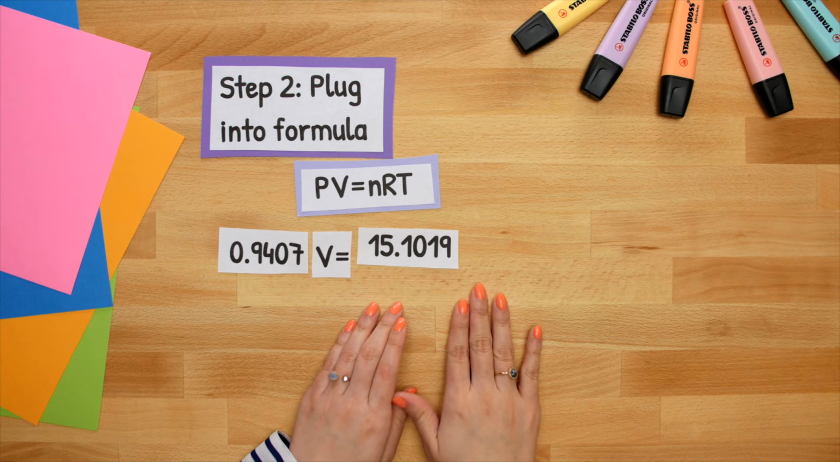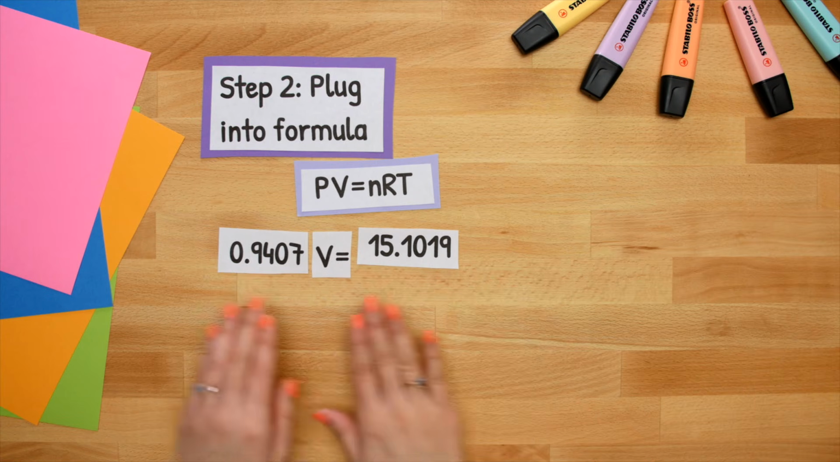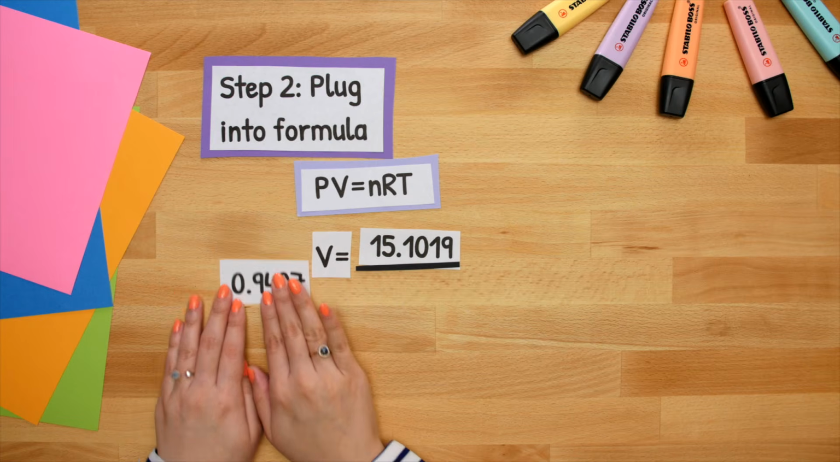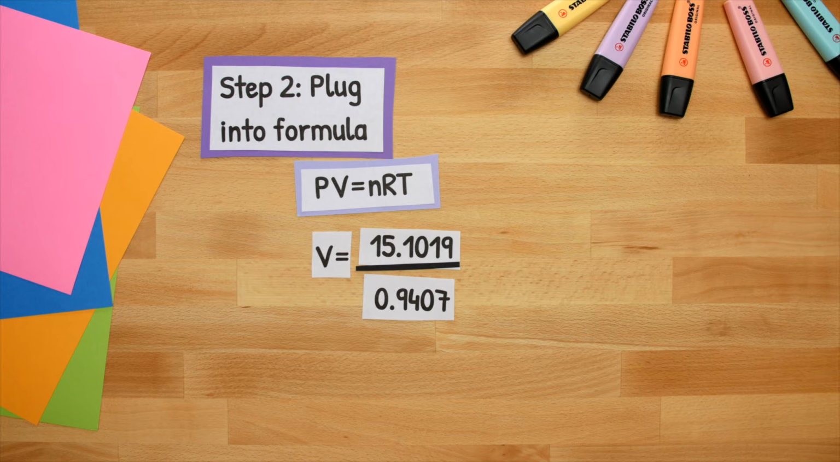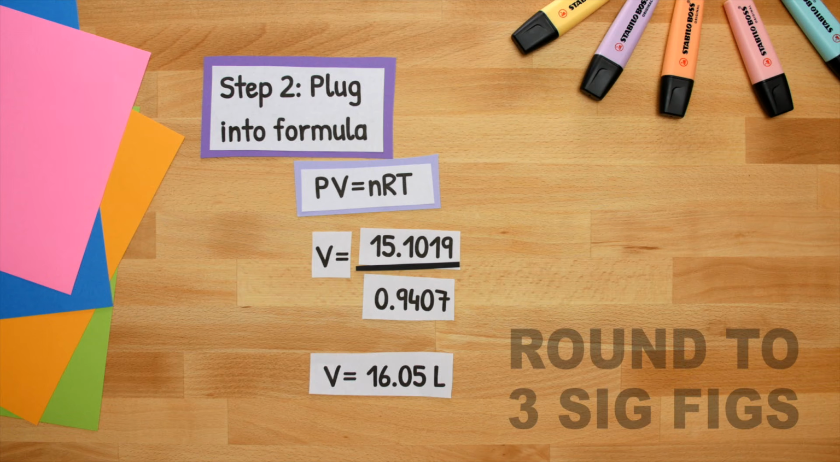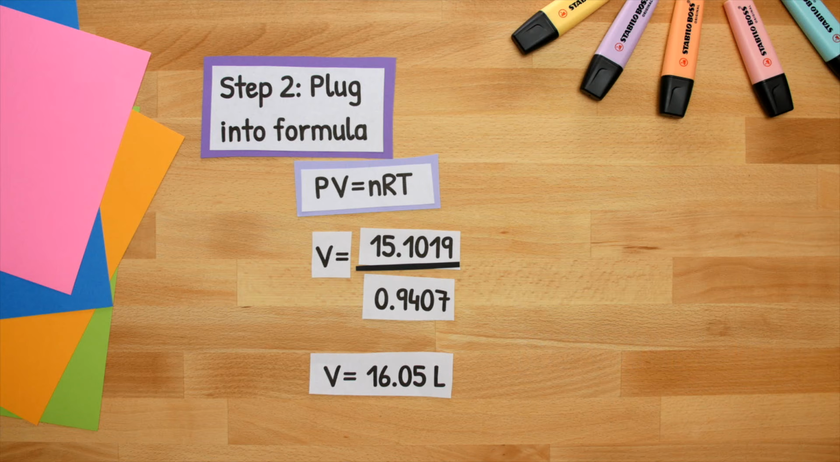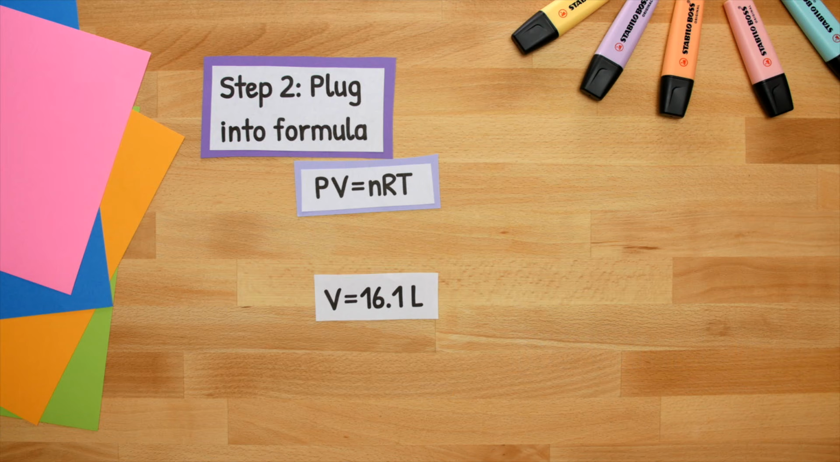Next, multiply each one of these values. Now that we've multiplied the right-hand side out, we want to divide this over to get V by itself. After we divide these two values together, we get 16.05, but we want to round to 3 sig figs since our original given values were exactly 3 sig figs. Our final answer is 16.1 liters.